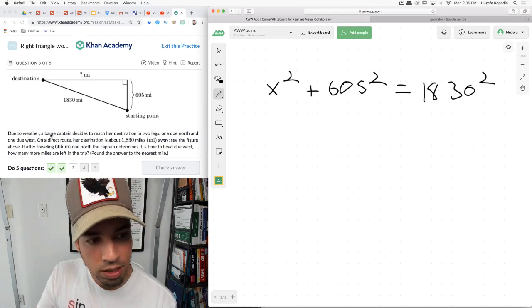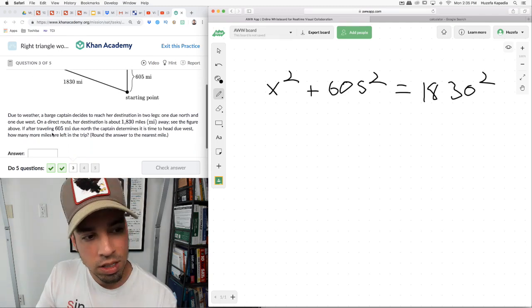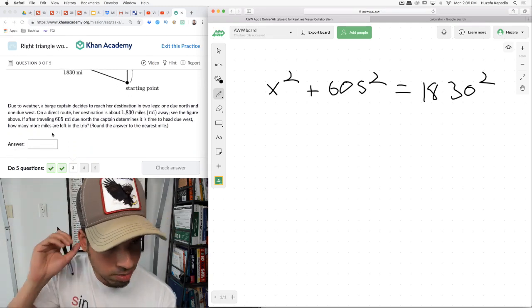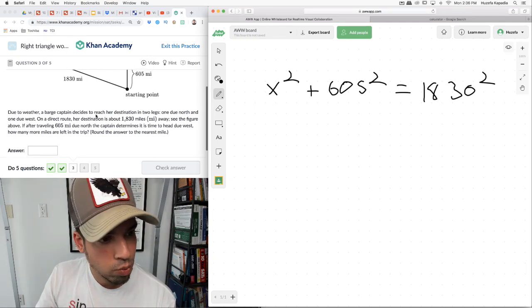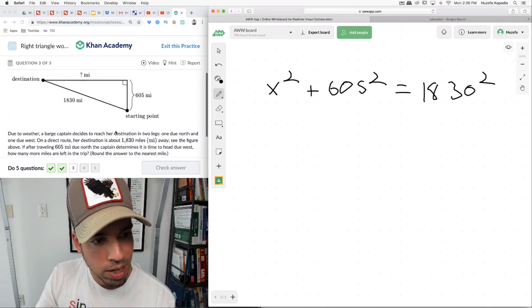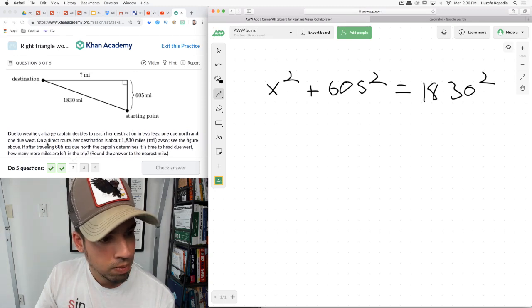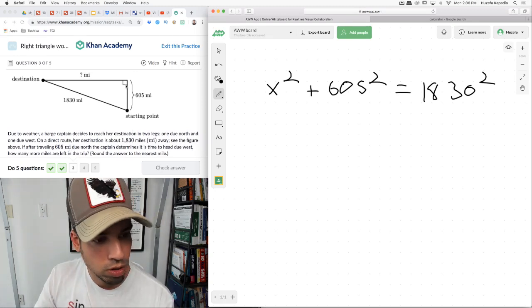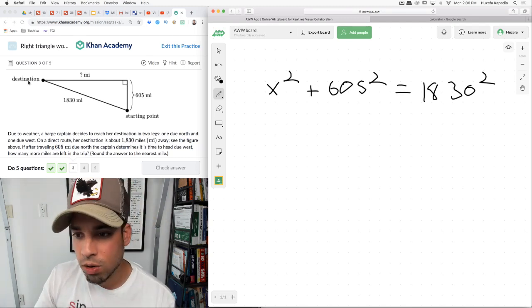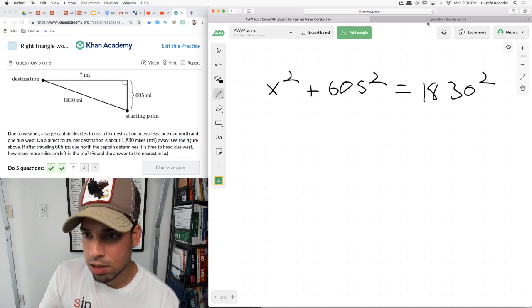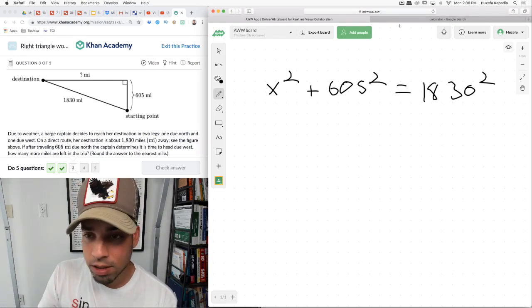Let's read it just for fun and make sure I'm not off base. It says, due to weather, a barge captain decides to reach her destination in 2 legs. One due north and one due west on a direct route. Her destination is about 1830 miles away. If after traveling 605 due north, time to go due west, how many more miles are left? Yeah, so it's just how far you have to go there. The setup is already good. Let's go. And this is definitely a calculator problem.